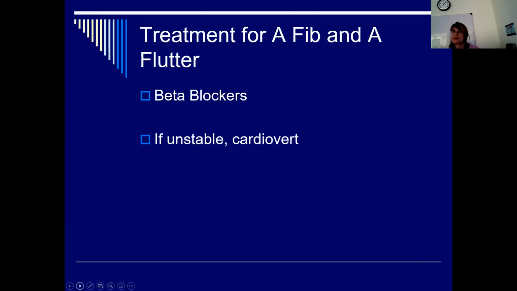Sometimes the AV node is just responding to too many of these impulses, and the patient is in atrial fib, but it's really fast, and the beta blockers are not working. So now what? Now they need to be cardioverted, and hopefully that'll stop all of the irregular rhythms coming from the atria and reset the SA node to start over. So if beta blockers are not working, then they have cardioversion.